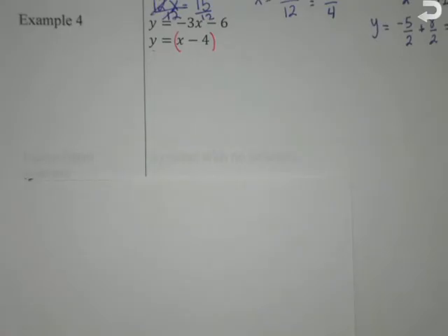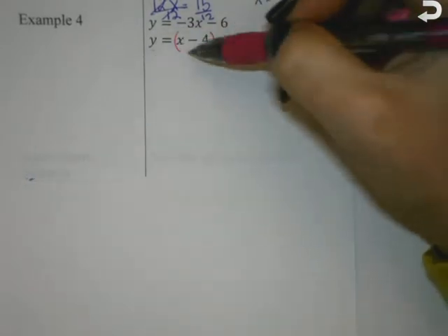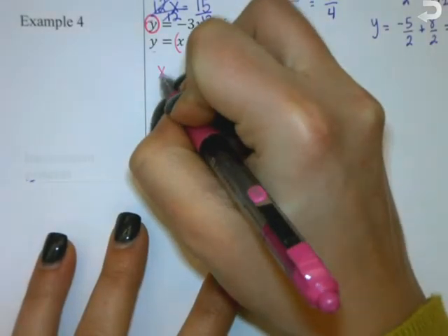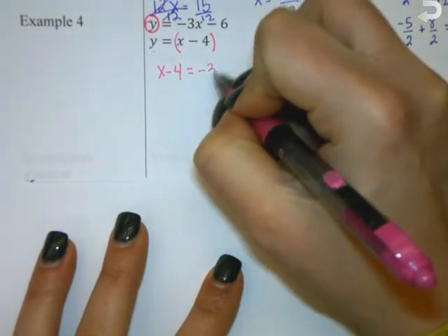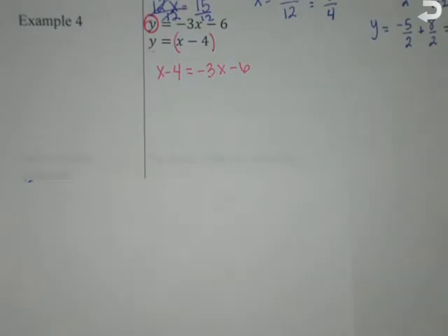And what am I going to substitute x minus 4 into? The first equation for what variable? What's it equal to? Y. So right here, right? So what would my new equation be? x minus 4 equals negative 3x minus 6. So I'm going to have you guys solve it by yourself again.